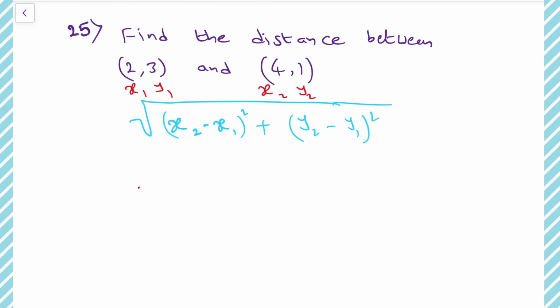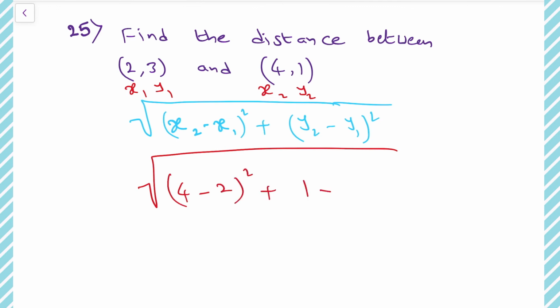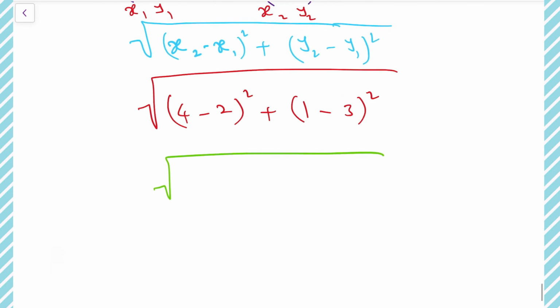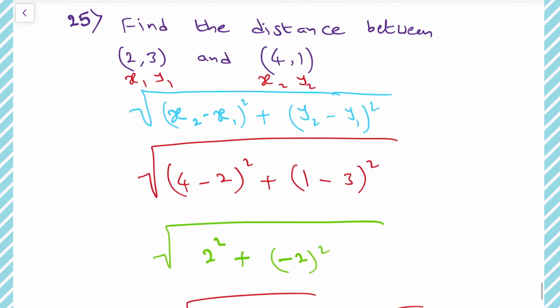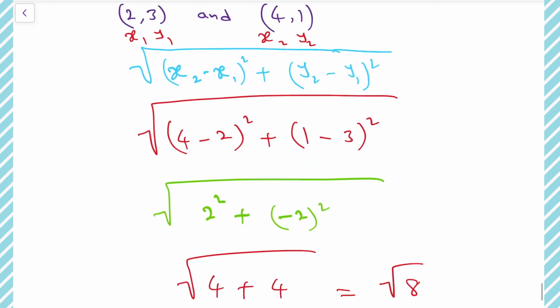Now let us substitute. Under root (x2 is 4 minus x1 is 2) whole square plus (y2 is 1 minus y1 is 3) whole square. Under root (4 minus 2) square plus (1 minus 3, that is minus 2) whole square. That is under root 2 square is 4 plus (minus 2) square also 4 only. So 4 plus 4, under root 8. So root 8 units is the distance between the given 2 points.